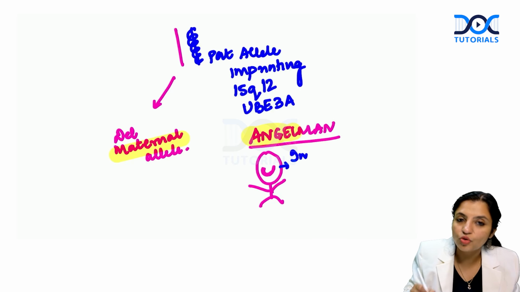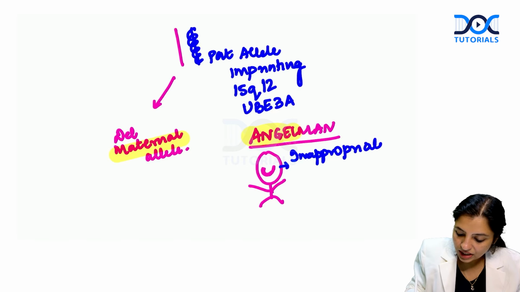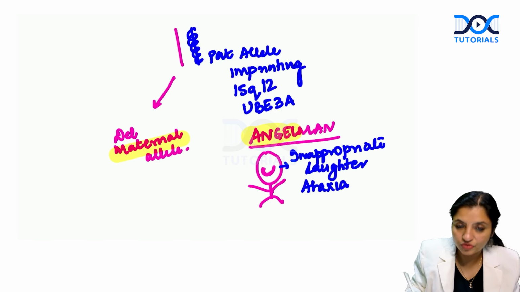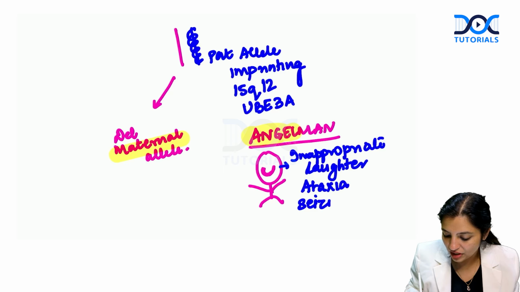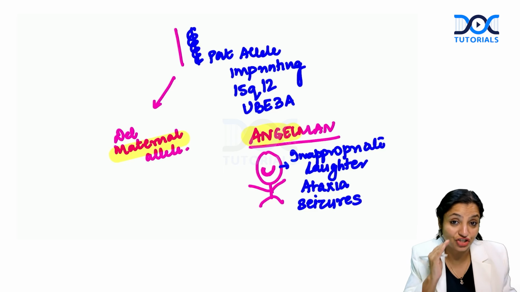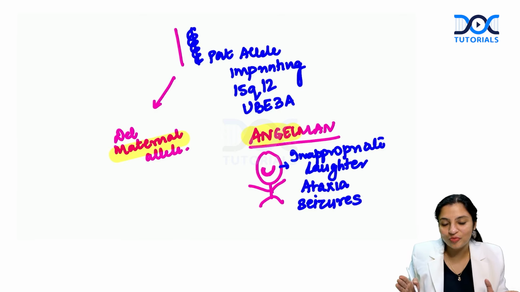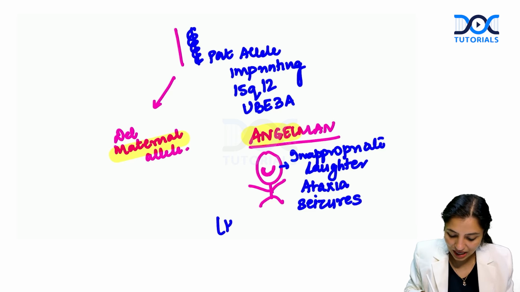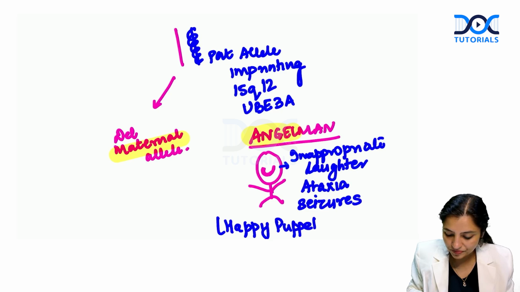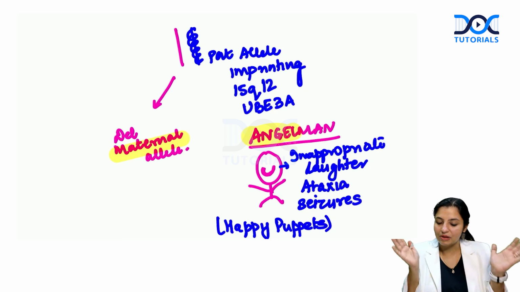So what is the typical feature of Angelman syndrome? They have inappropriate laughter. They are always happy. They have ataxia, so they are moving in the air, and they are laughing so much that they can even fall down. So that is called seizures. This is just a way to remember. So they have inappropriate laughter, ataxia, and seizures, and that is why they are also called happy puppets.